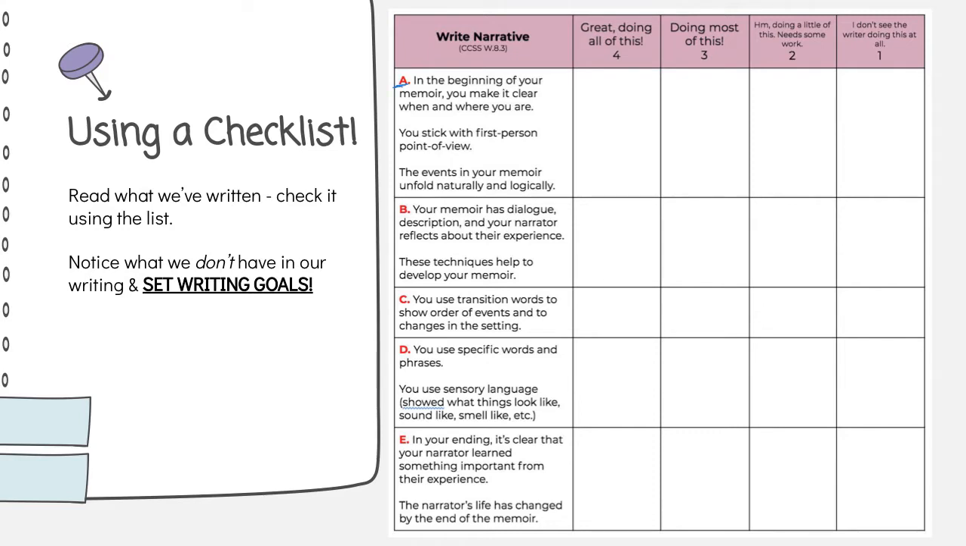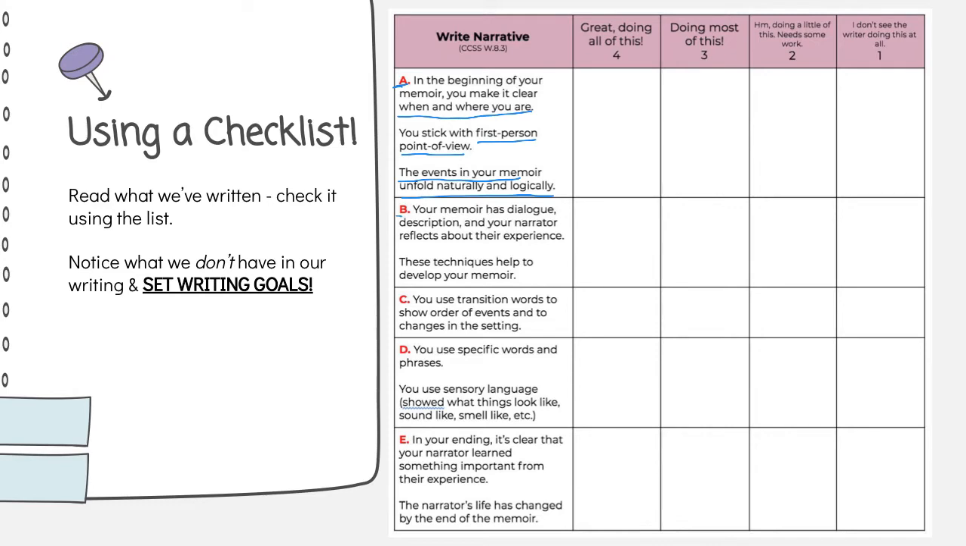A. In the beginning of your memoir, you make it clear when and where you are. So, creating the setting in the beginning of your story. You stick with a first person point of view so we know who the main character is, which is you. You should be using I. And the events in your memoir unfold naturally and logically. That just basically means that your story is easy to follow, it's not confusing, and it flows.